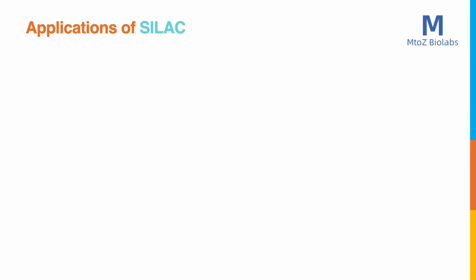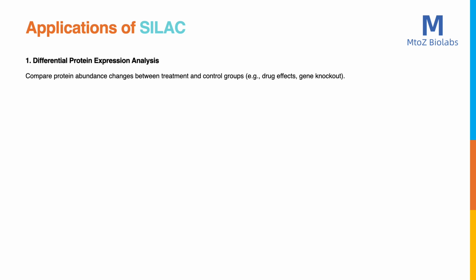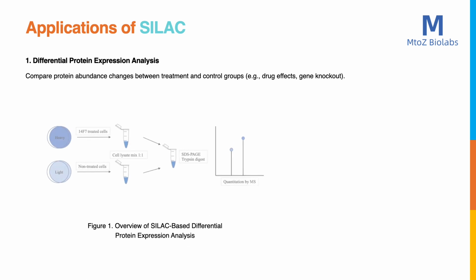SILAC is widely used for proteomic studies at the cellular level. It is commonly applied for differential protein expression analysis, such as comparing protein abundance changes between drug-treated and control groups. In this study, SILAC-based proteomics was used to assess how the humanized tumor-targeting antibody 14F7 affects protein expression in HeLa cells.